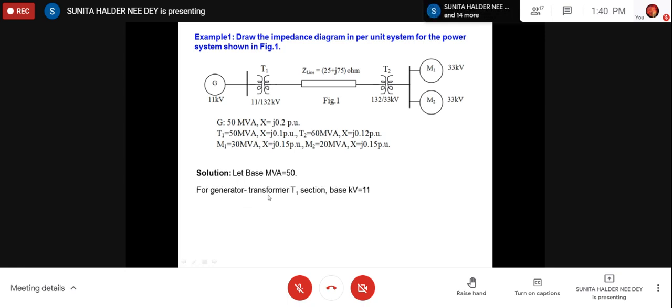Then for the generator and transformer T1 section, if the transformers are not marked in your problem, you should mark them. If you mark them, it will be easier for you to write the solution. Otherwise, how will you indicate the transformer in your write-up? Then for the generator and transformer section, base kV is 11. Do you understand?